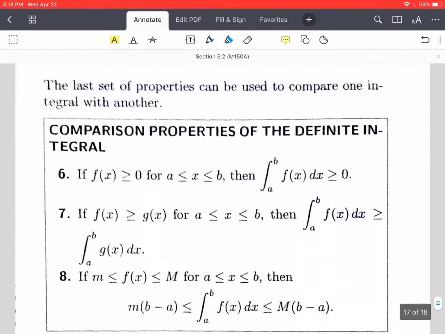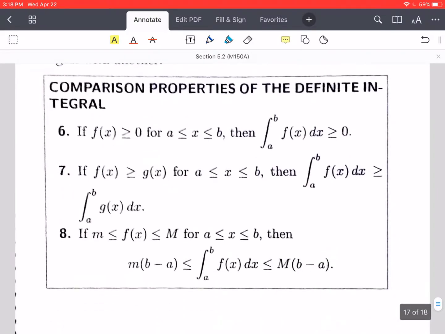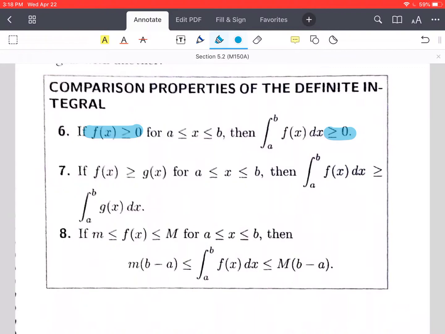Okay. Here are a few more properties. These are the comparison properties of the integral. So if we have the function greater than or equal to 0, then the area under the curve, that's what the integral gives us, must be greater than or equal to 0. If the function's positive, the area under it has to be positive. If one function is bigger than the other on the interval, then the area under that one is going to be bigger than the area under the smaller one.